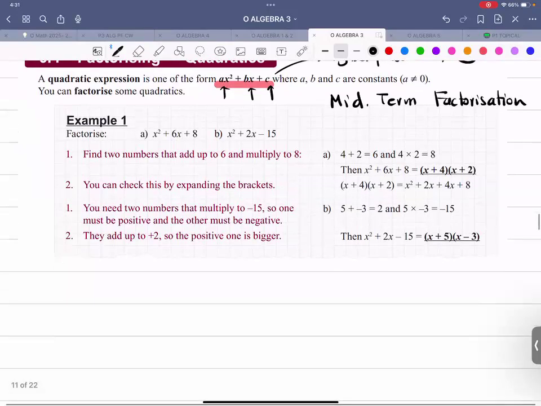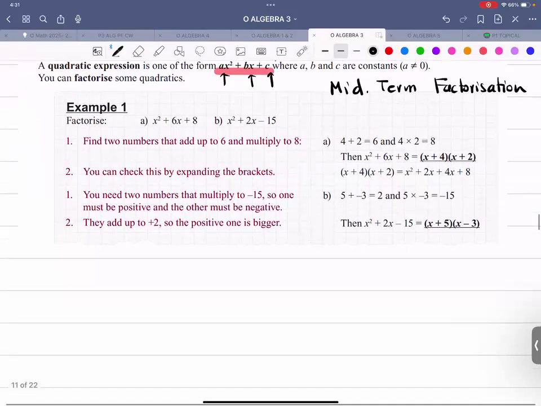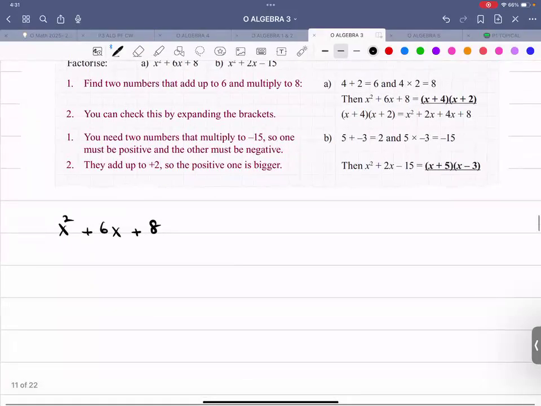So now we are starting with the first one. Example 1, x squared plus 6x plus 8. Now, what do we do in this? We take the coefficient of the x squared term and multiply it with the constant. 1 into 8 is 8.